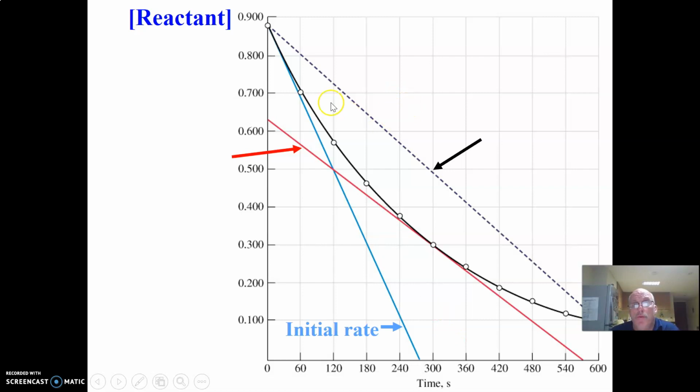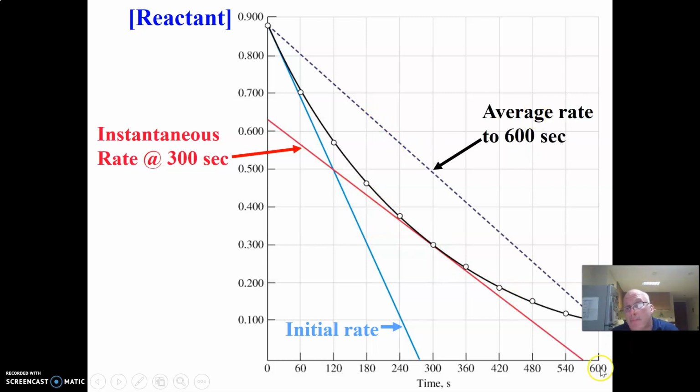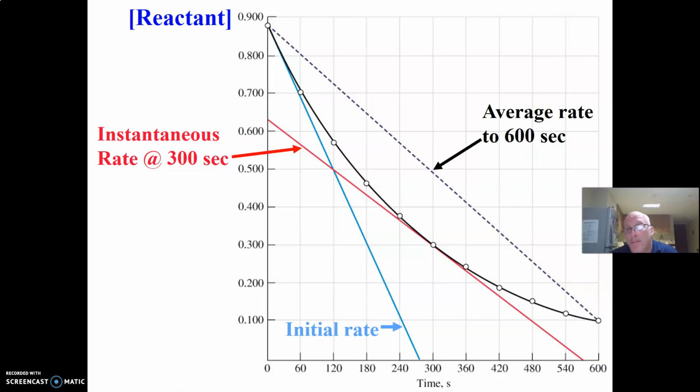Well, the blue is the initial rate of reaction, when the reaction was the fastest there at the beginning. The red one represents the instantaneous rate right at that point there, right at 300 seconds, where we've drawn a tangent there. And the dotted line represents the average rate up to 600 seconds, because it's going to continue, but the experimenter is able to get an average rate from 0 time to 600 seconds.